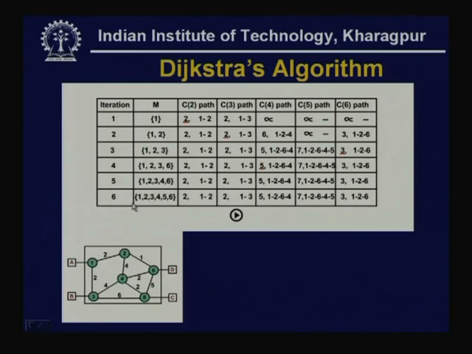So, we find that from node 1, after 6th iteration we get paths to all the remaining nodes. For 2 it is 1 to 2, cost is 2. For 3 it is 1 to 3, because direct link is there, cost is 2. For 4 the cost is 5, and through the path 1, 2, 6, 4.